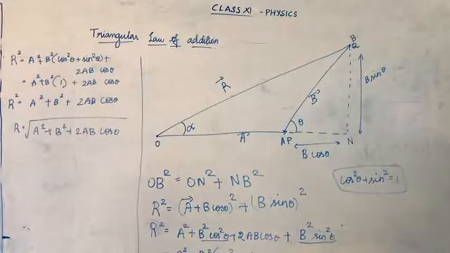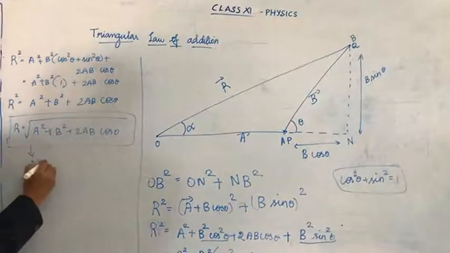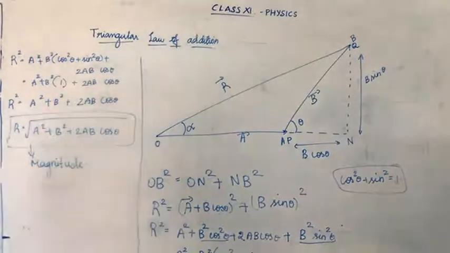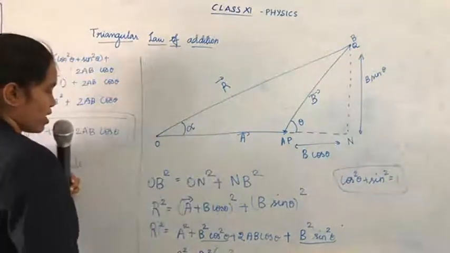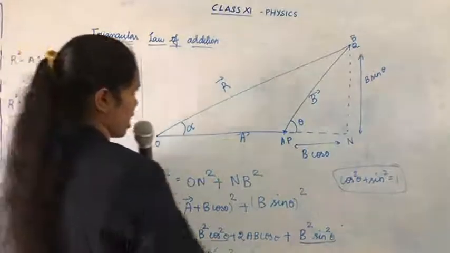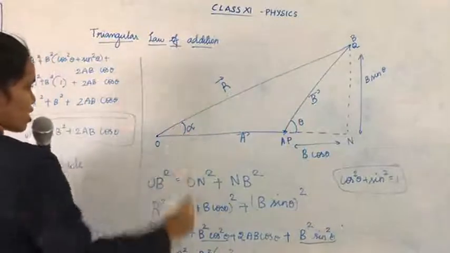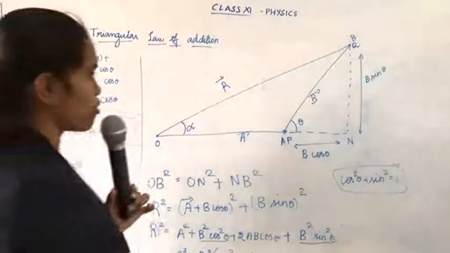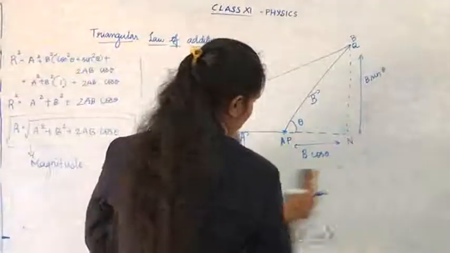Now you have found the magnitude. This is the magnitude. Now you have to find the direction. For finding direction, you have to take alpha. For finding the magnitude, we have taken theta, cos theta, etc. But for finding the direction, we are going to take tan alpha. What is the formula for tan? Opposite side by adjacent side.